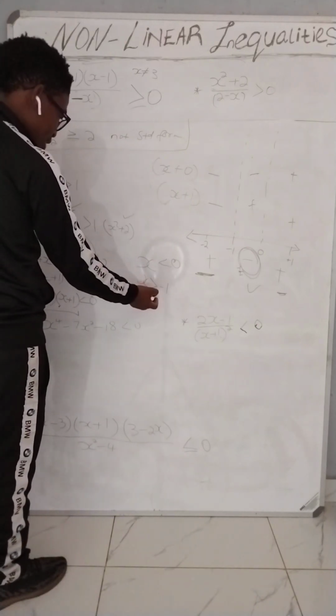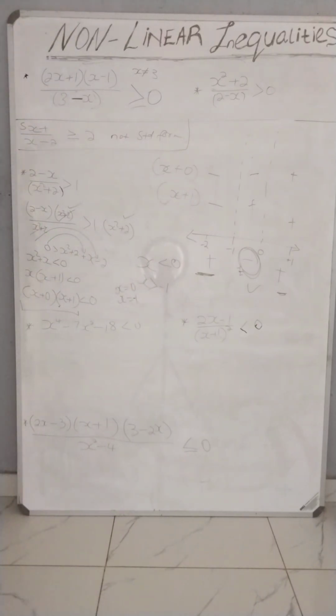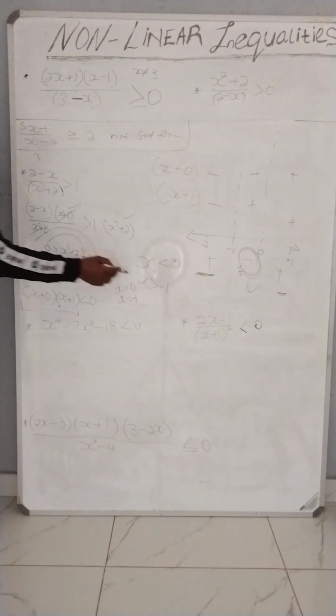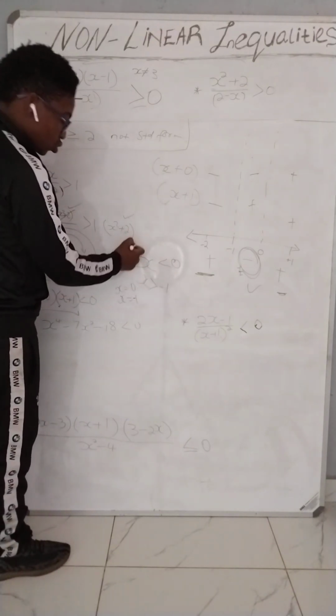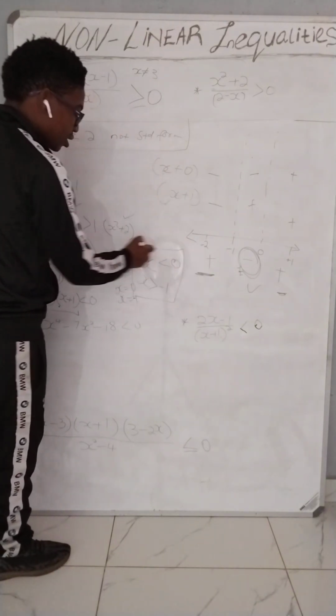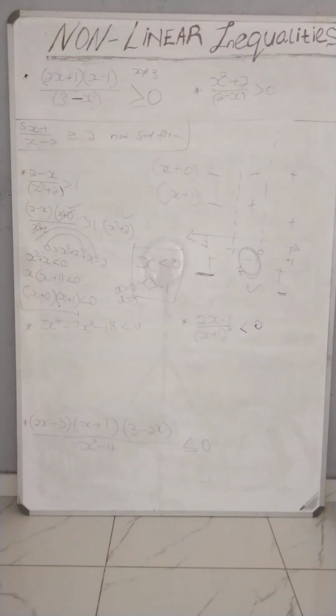The same way here, we can't say x is equal to negative 1. If we say 2 minus negative 1, that will be 3, and then x squared, negative 1 squared will be 1, 1 plus 2 will be 3, 3 divided by 3 is 1, but 1 is equal to 1, it is not greater than 1. So we cannot say equal, so our answer remains like that.